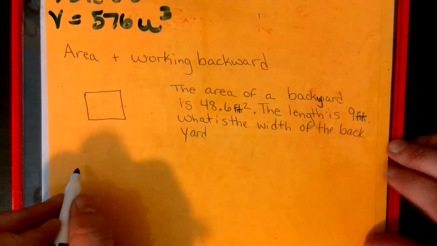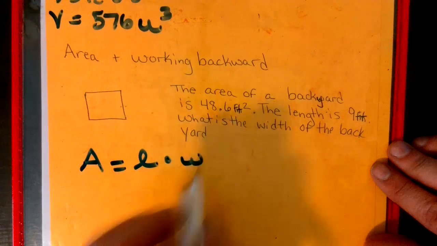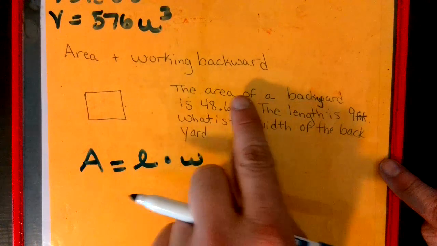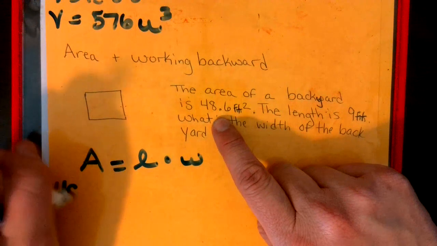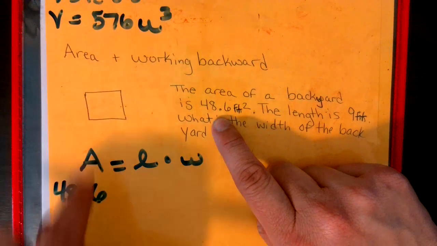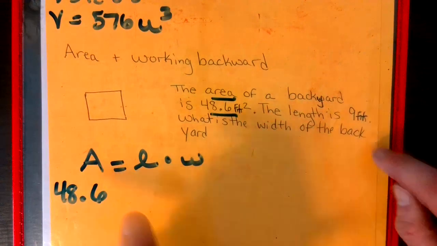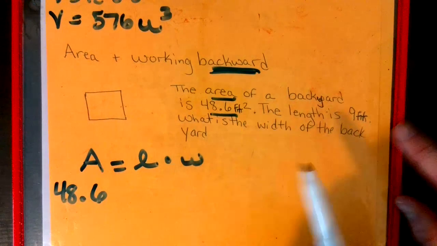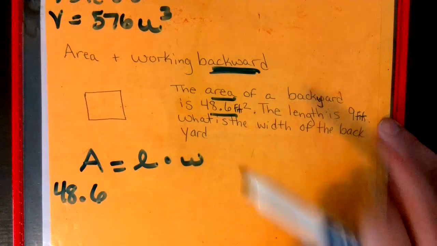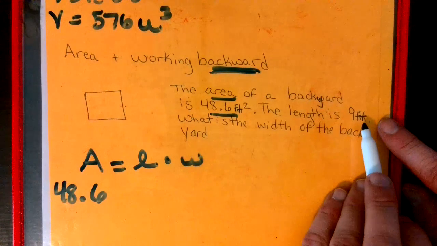Okay, so now we have area and working backwards. So area, we know that our area formula is length multiplied by width. They give us the area of the backyard. So in place of that big A, we are putting the number. See, they gave us the area. This is what happens when we have to work backwards. We are given the answer. We are given one piece of this. The length is 9 feet.